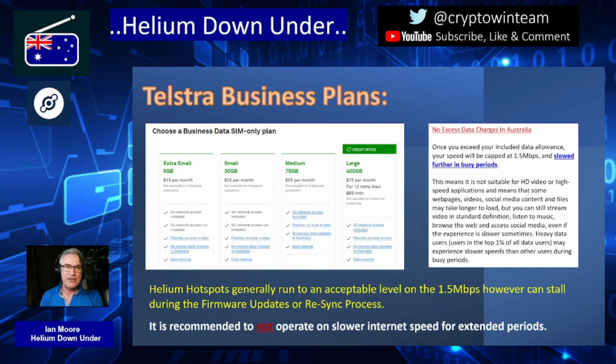Let's check out the various plans on what is actually available. The great thing is that a business plan is no more expensive than a normal SIM. It just basically has a different functionality. These are the plans that are available right now at the time of recording. There is a 5 gigabyte plan for $15 a month, 30 gigabytes for $25, 75 gigabytes for $55, or 400 gigabytes for $75 as it currently stands right now.